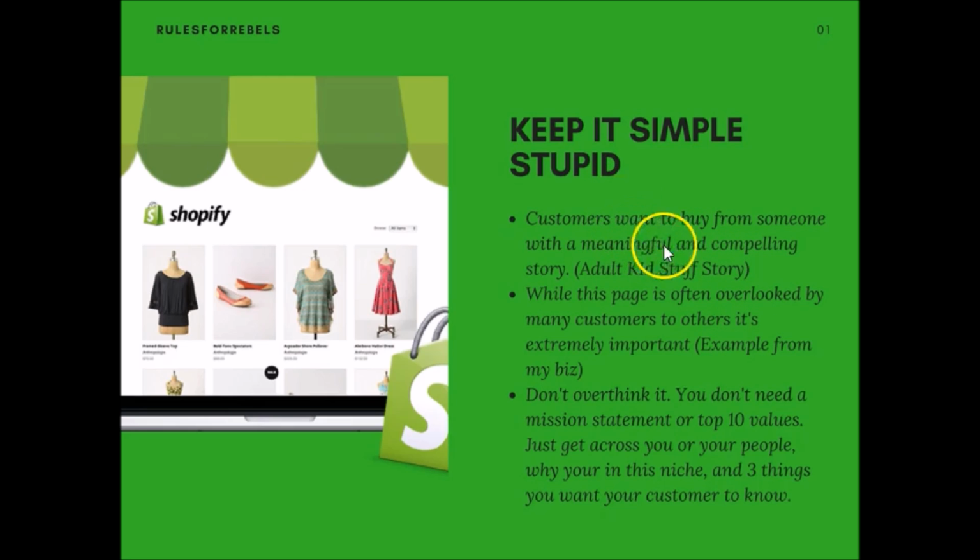Customers want to buy from someone with a meaningful and compelling story, i.e. the story I told you about adult kid stuff. Well, this page is often overlooked by many customers. To others, it's extremely important. An example from my business: you'd be surprised, some people don't, it's kind of funny, both sides of the coin.